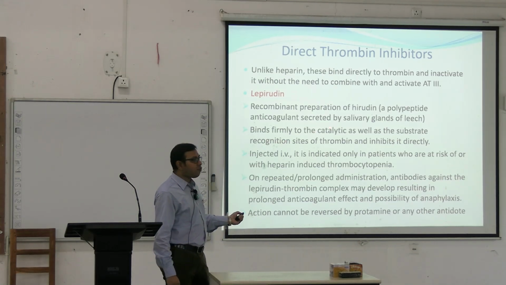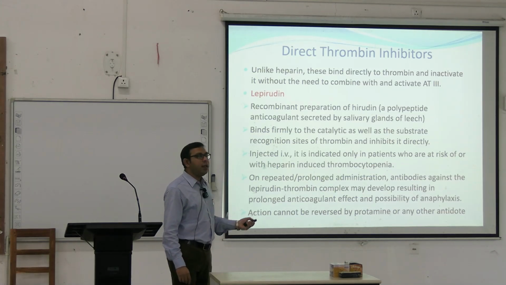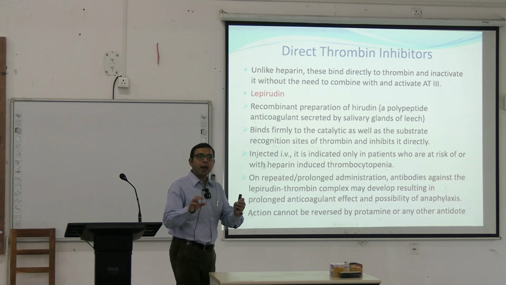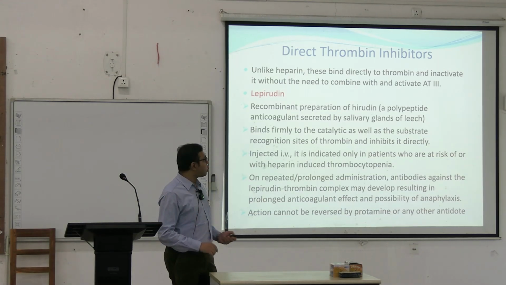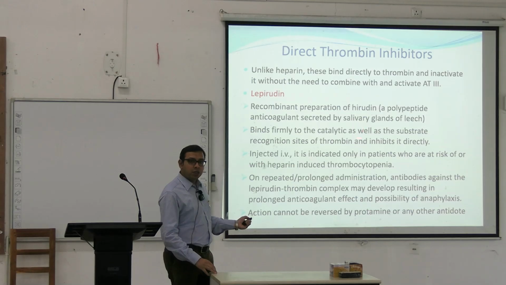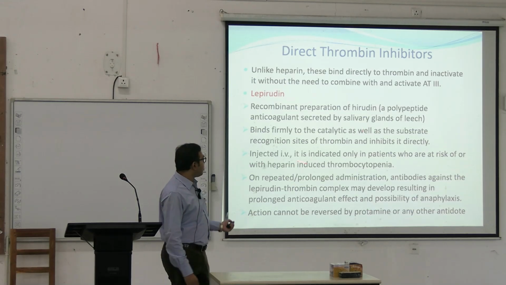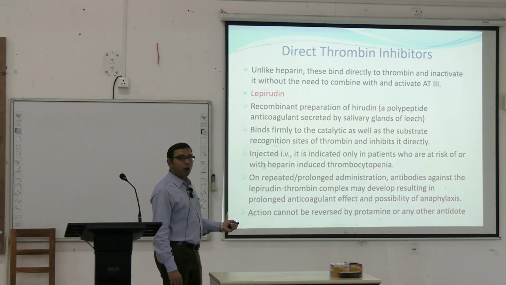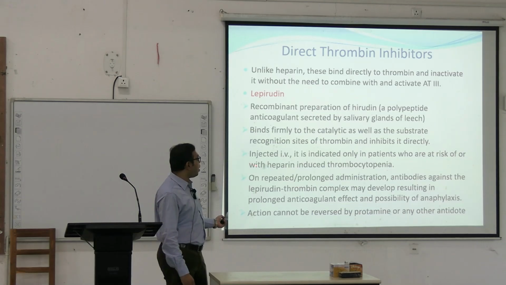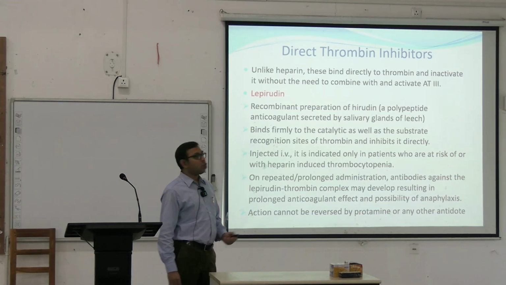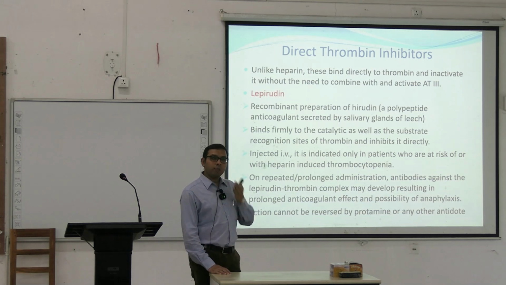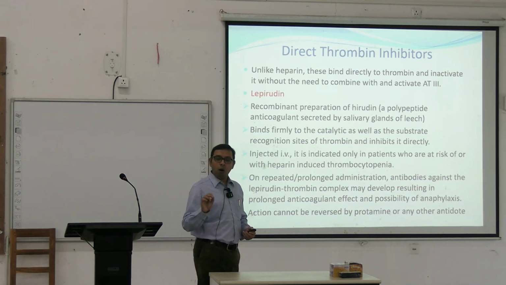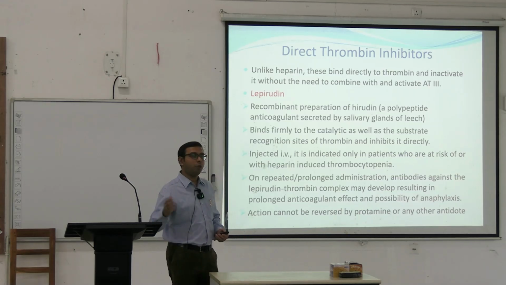This lepirudin binds firmly to the catalytic as well as the substrate recognition site of the thrombin and inhibits it directly. So thrombin will have two sites. One is the catalytic site, another is the substrate recognition site. It binds firmly with these two and ultimately blocks it. Injected IV, it is indicated only in patients who are at risk of heparin-induced thrombocytopenia. So basically, these direct thrombin inhibitors are now used in case of the heparin-induced thrombocytopenia or heparin-induced thrombocytopenia with thrombosis.